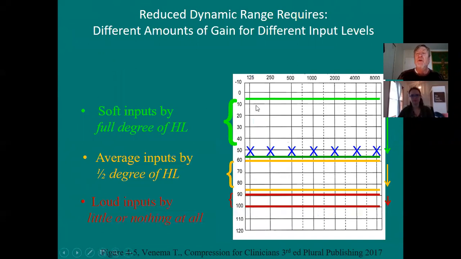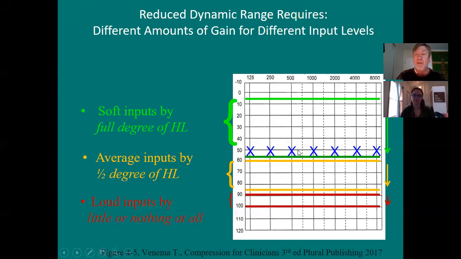A person with a 50 decibel hearing loss, look at the blue X's, and you have 5 decibel input sounds. How much are you going to want to amplify those 5 dB input sounds? Well, you're going to want to amplify them by the full degree of the loss so that those 5 dB sounds are now audible. But if, look at the yellow, let's say your input was average speech. So now you have 60 dB coming into the hearing aid.